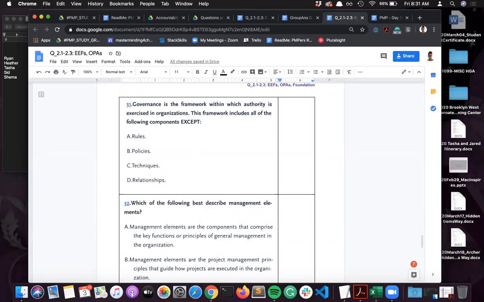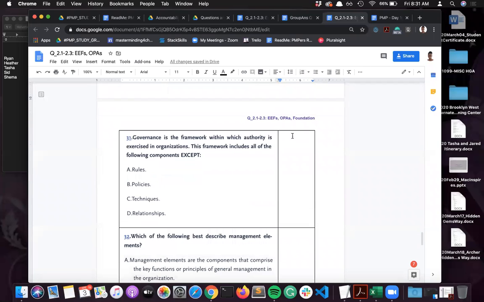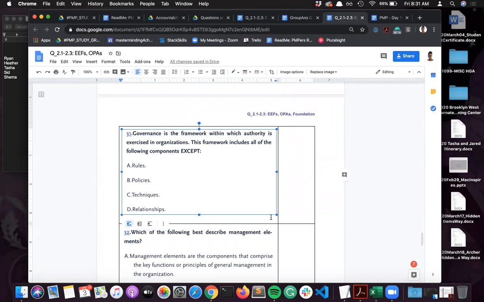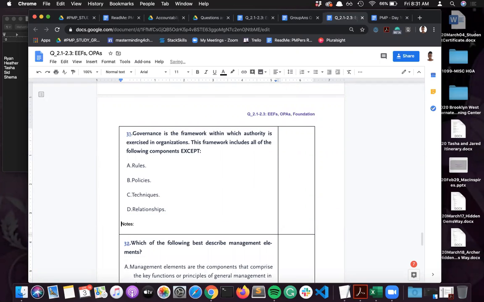Governance is a framework within which authority is exercised in organizations. This framework includes all of the following components except A, rules, B, policies, C, techniques, D, relationships. Rules, policies, techniques. I am thinking D.